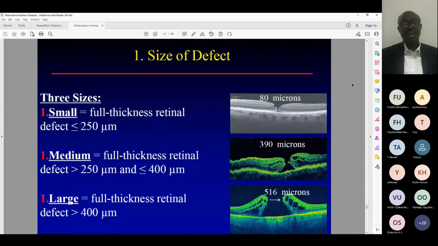Okay, so let's look at size of defect. We say the defect is small when the full thickness retinal defect is less than 250 microns, medium when it's greater than 250 but less than 400 microns, and large when it's more than 400 microns. And these are things that are used day-to-day during retinal surgery predictions. You want to see the minimum distance between the two edges and all that. And we also know that the smaller the size of the hole, the better your chance of closure. And larger holes may probably require an inverted flap. Next slide.